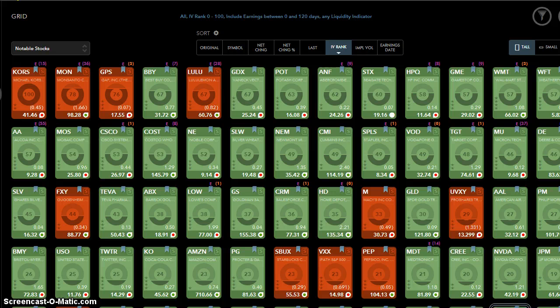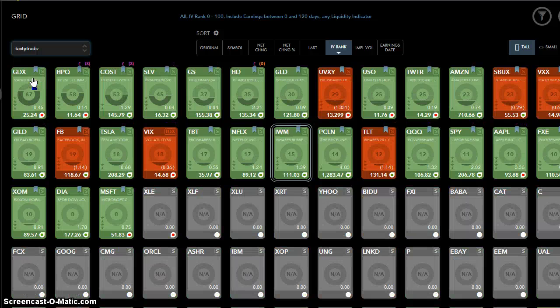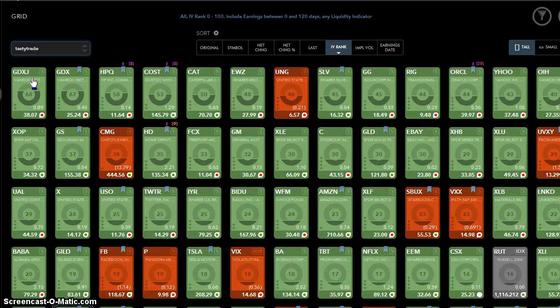But real quick, remember, sometimes the best trade is to not make a trade. Go to the grid page here. From here, click on Tasty Trade. This is Tom and Tony's watch list. They only trade these stocks. The ETFs are not going to be on here too much, but here's what you do.